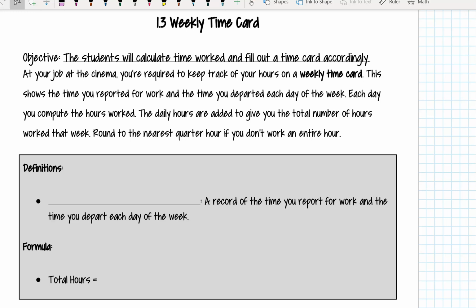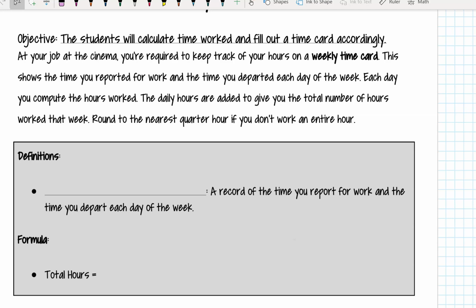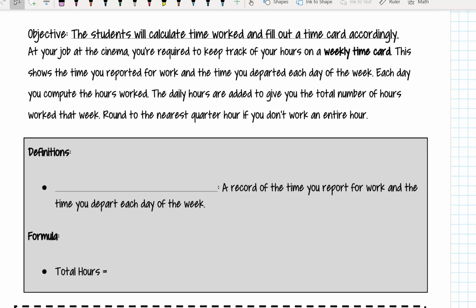Go for it. Objective: calculate time worked and fill out a time card accordingly. At your job at Similar, you're required to keep track of your hours on a weekly time card. This shows the time you reported for work and the time you report each day of the week. Each day you compute the hours worked. The daily hours are added to give you the total number of hours worked that week. Round to the nearest quarter hour if you don't work an entire hour.